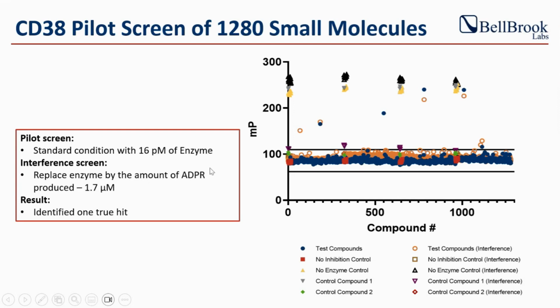So as you can see here, I have 1, 2, 3, 4 hits, but out of those 4 hits, 3 of them show some interference with my detection. So I'm not going to go with those 3 hits, and the 2 hits that I'm going to follow with dose response curve and further study.